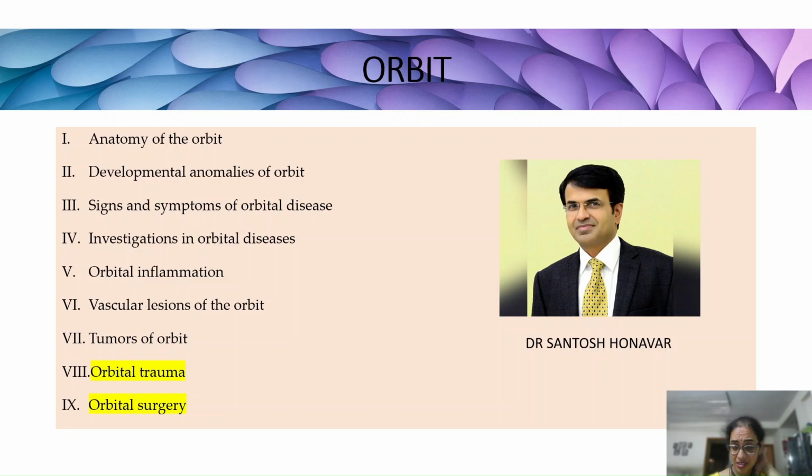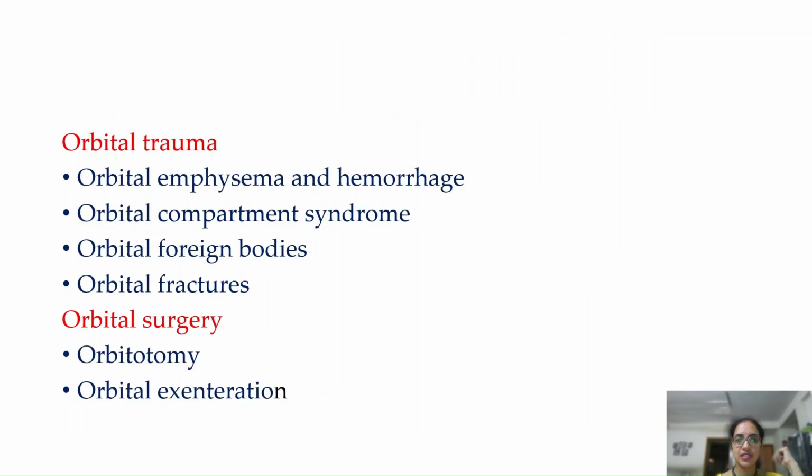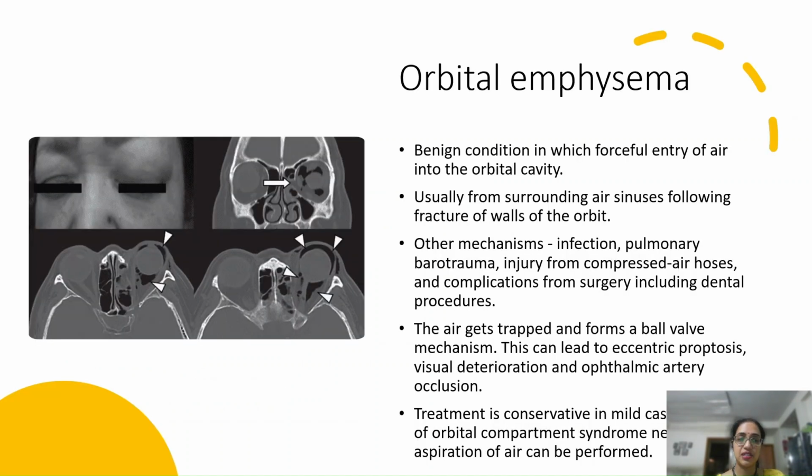Today will be the last class on orbit and today we'll deal with orbital trauma and orbital surgeries. So under orbital trauma we'll be covering orbital emphysema, hemorrhage, orbital compartment syndrome, fractures and foreign bodies. In orbital surgeries we'll be dealing with orbitotomy and orbital extension.